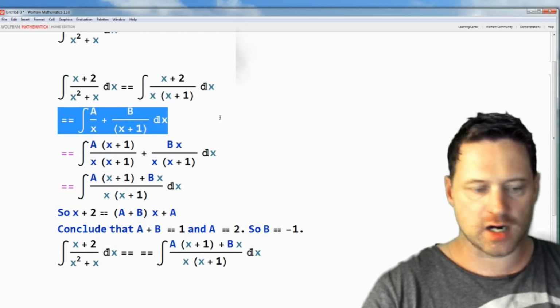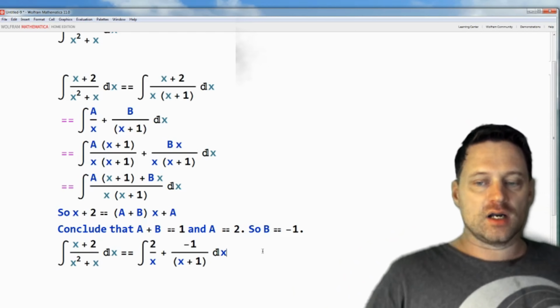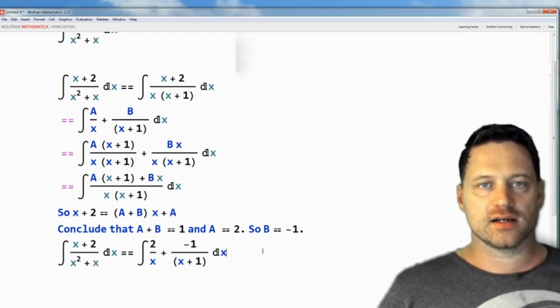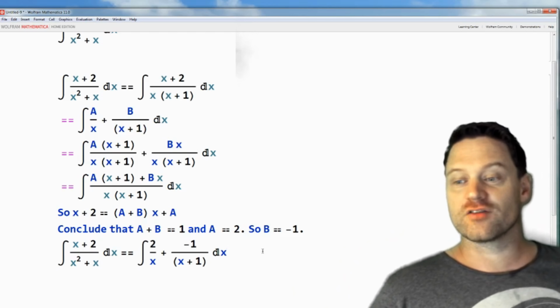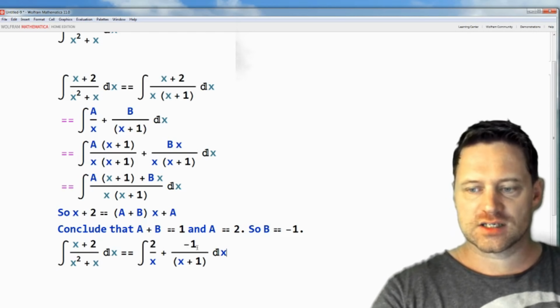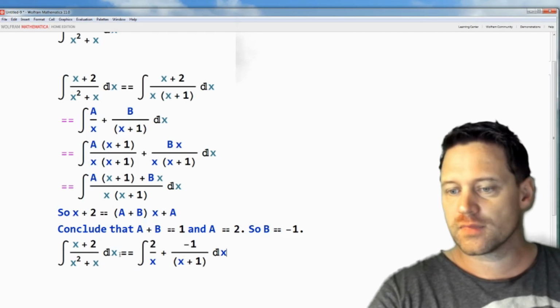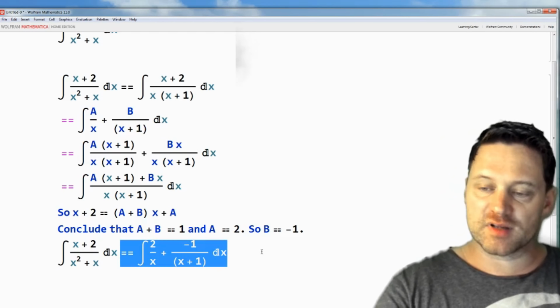So we found out that A is 2, so let's replace A is 2, B is -1. And now, what do you know? Our integral is a lot easier to do, right? Because we know how to integrate 1 over x, it's log x. And likewise, integrating -1 over x plus 1 is easy too. Okay, so let's simplify this even more.